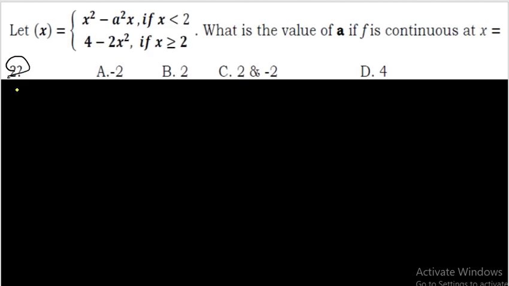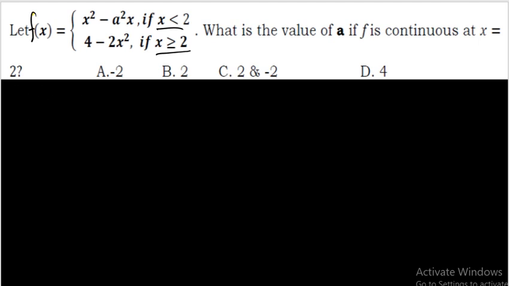The next question. Okay, the next question says this is f of x. f of x equals a piecewise function: x² − a² when x is less than 2, and 4 − 2x² when x is greater than or equal to 2. What is the value of a if f is continuous at 2?